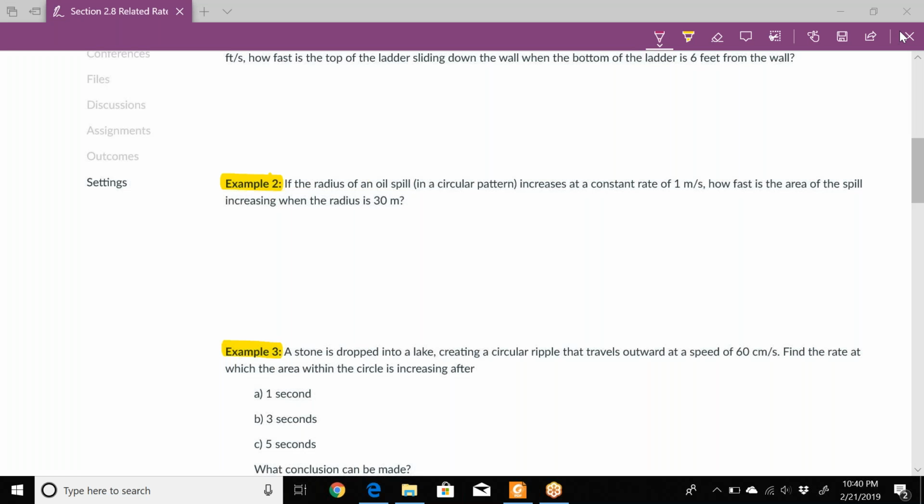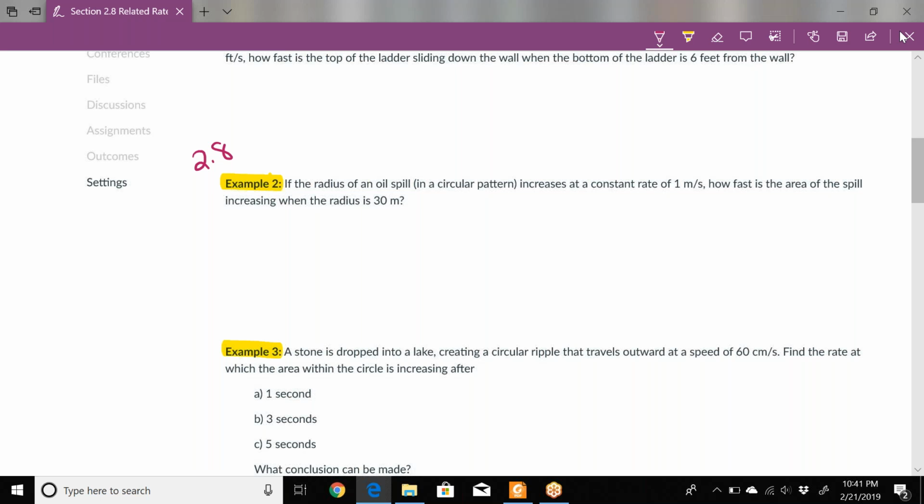All right, this is the Math 11 follow-up video for some more variety of problems from section 2.8, the section on related rates. So we're looking at example 2. It says if the radius of an oil spill in a circular pattern, so we're going to be dealing with a circle, increases at a constant rate of 1 meter per second. So that's the change in the radius. How fast is the area of the spill increasing? So what is the area's change over time? When the radius is at a specific value of 30 meters.